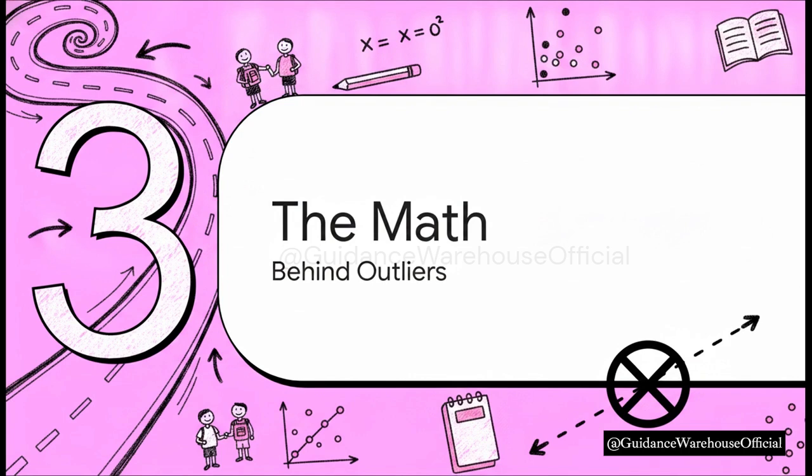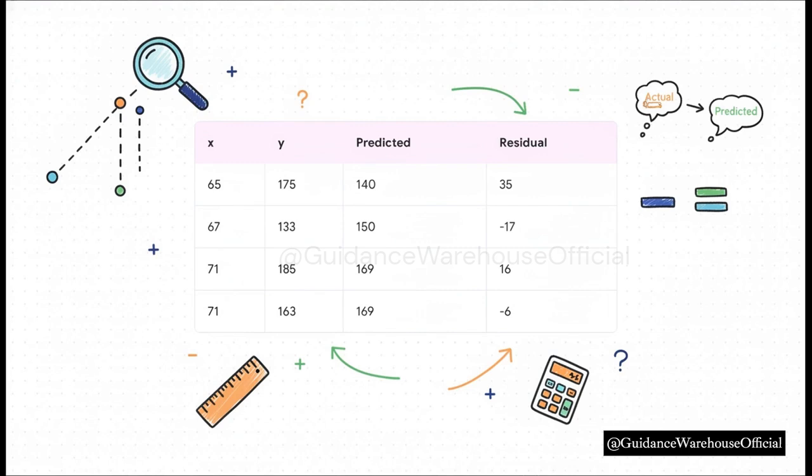Section 3. The math behind outliers. All right, now that we've got the visual idea of our 2 standard deviation highway, let's look at the actual math. We'll use a real step-by-step example here, predicting a student's final exam score based on their 3rd exam score. Let's demystify this residual thing. We have our raw data, what the student actually scored on exam 3 and what they actually got on the final. Then we have our predicted score, based on our regression line.